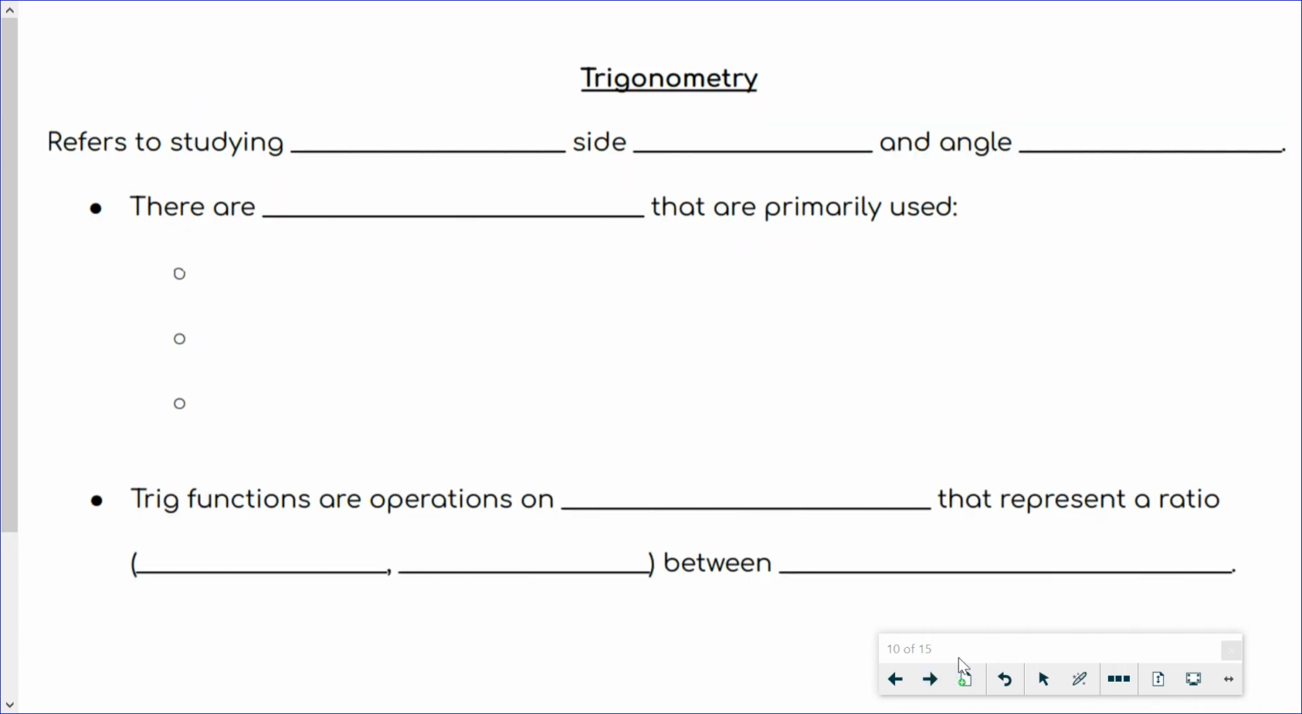Now, trigonometry is an area of geometry that studies right triangles. Okay, so we're only going to focus on right triangles, and specifically looking at their side lengths and their angle measures. So we are specific to right triangles, and looking at how their side lengths and their angle measures are connected.